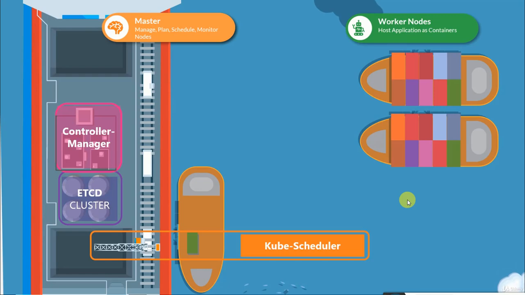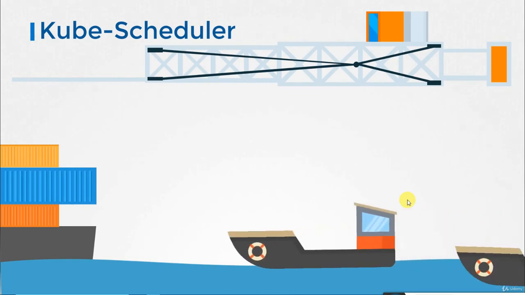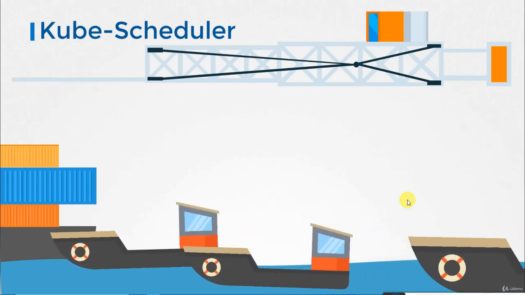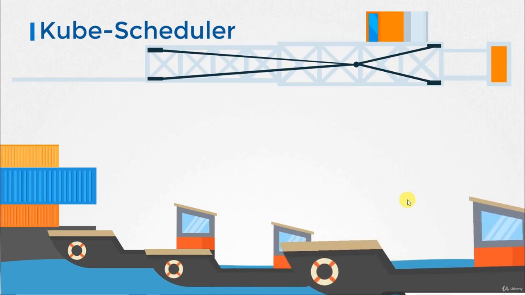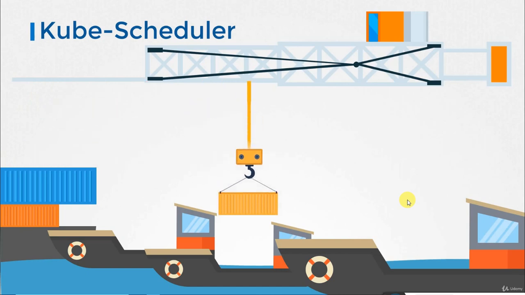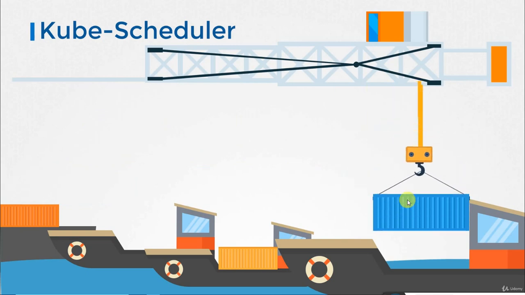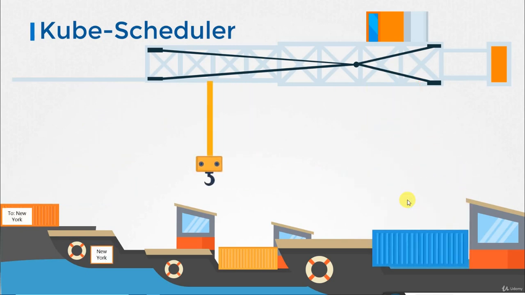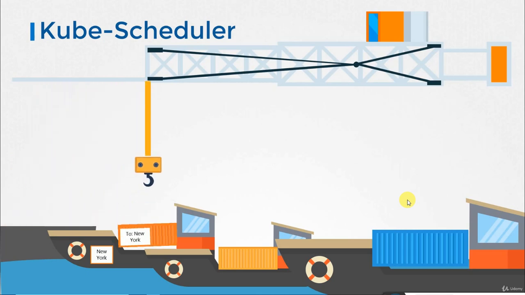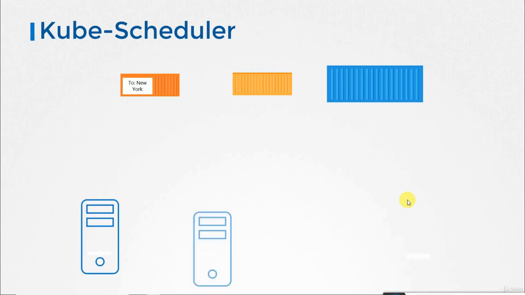Let's look at how the scheduler does that in a bit more detail. First of all, why do you need a scheduler? When there are many ships and many containers, you want to make sure that the right container ends up on the right ship. For example, there could be different sizes of ships and containers. You want to make sure the ship has sufficient capacity to accommodate those containers. Different ships may be going to different destinations. You want to make sure your containers are placed on the right ships so they end up in the right destination. In Kubernetes, the scheduler decides which nodes the pods are placed on depending on certain criteria.